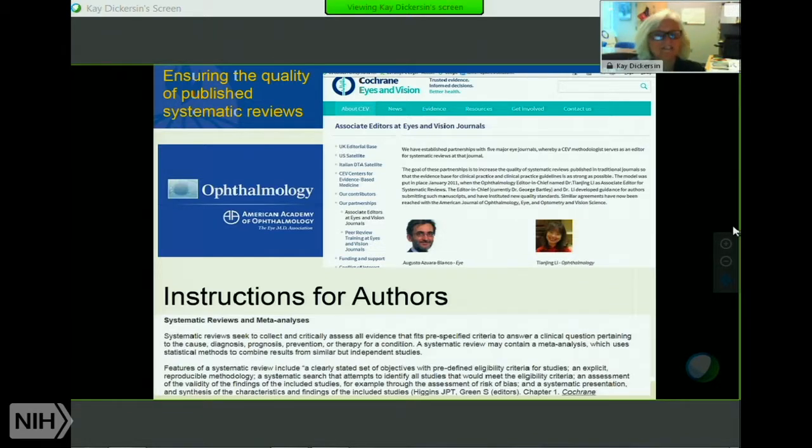Just a few last-minute things, because my time is up. But there are things you can do within a specific field to ensure the quality of published systematic reviews. In general, I would say, and there have been a number of papers on this, the quality is still not great. In the ophthalmology and optometry field where we work, we have actually placed associate editors at Eyes and Vision journals where the editors are willing, and they look at all systematic reviews that come in.